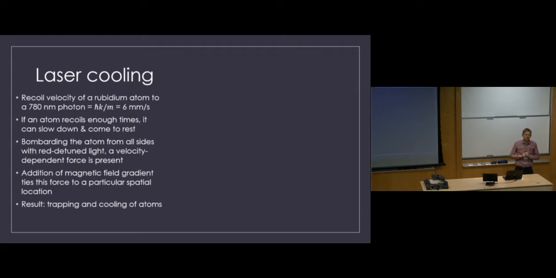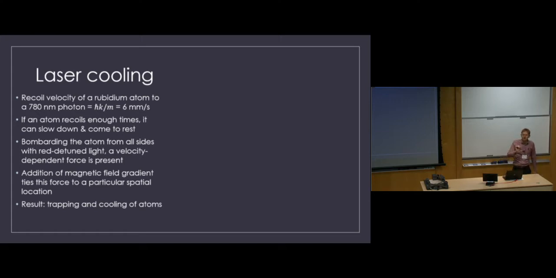There's a couple tricks you have to play because, of course, as the atom slows down, its velocity changes, so its Doppler shift is changing. So you need to do something else to keep the laser resonant with the atom along the way. That's a detail. Once you've got some atoms slowed down, you can then bombard them from all sides with laser beams, very slightly detuned to the red side.